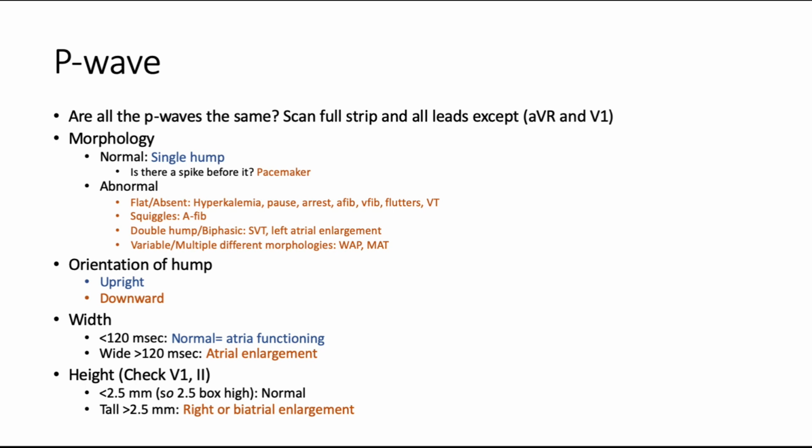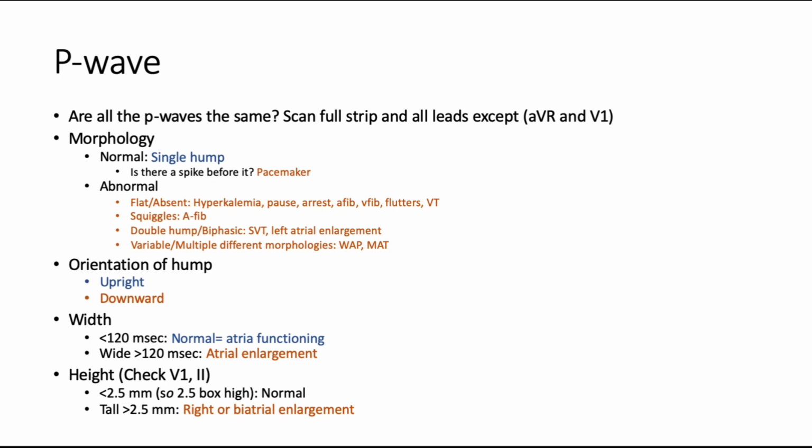So see first if all the P waves are the same. You can ignore leads AVR and V1 if you want to, because they're going to have different orientations and morphologies, but look at the rest of the strips. Are the P waves somewhat the same? So if the morphology is that normal single hump, then you're good. You can even check before that hump if there's a spike that indicates that there's probably a pacemaker allowing the depolarization of that atria, but it's still a normal morphology.